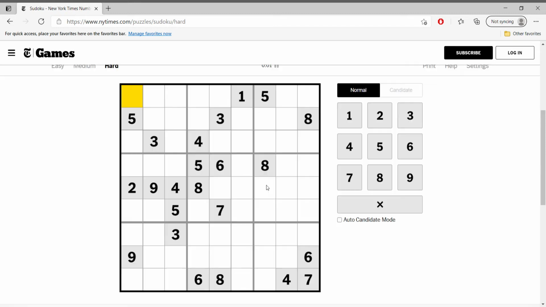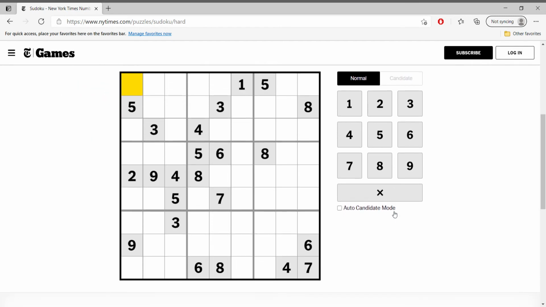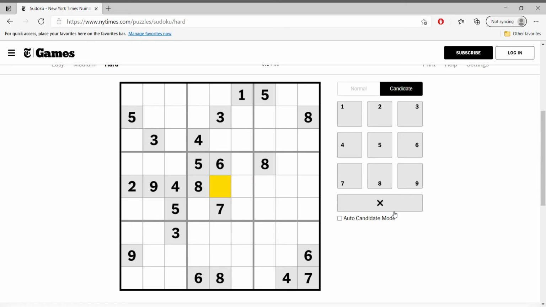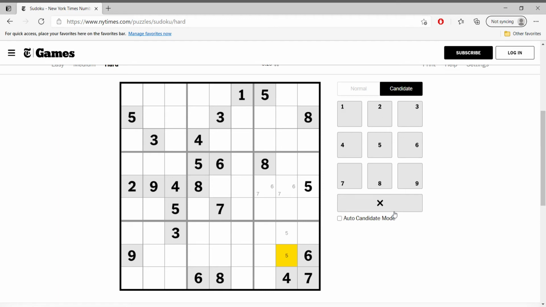Okay, this is the New York Times Hard Sudoku puzzle for April 9. So let's see here. In this row, this cannot be 6 or 7, right? And this cannot be 6 or 7. So we know this is 6, 7, 6, 7. Now 5 cannot be here, so this is 5. So 5s can only be in 2 cells here. Now the remaining digit here is, well, 3 can only be here.